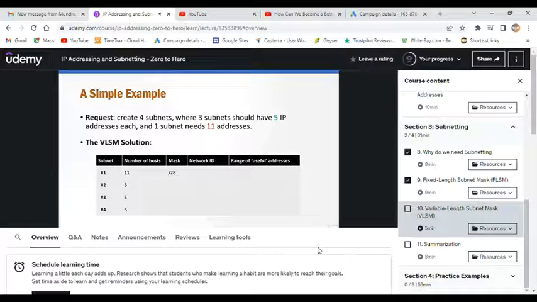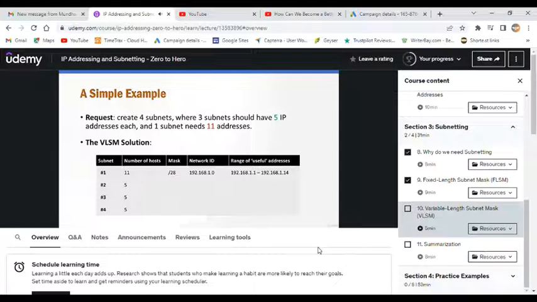For the first network, it's still going to be /28 because, as I said a minute ago, we need 11 addresses in the first subnet. So we're going to use /28 because that gives us 16 different IP addresses. The network ID also remains the same, 192.168.1.0, and the range is also going to go from 1 to 14. Dot 15 is going to be the broadcast IP address.